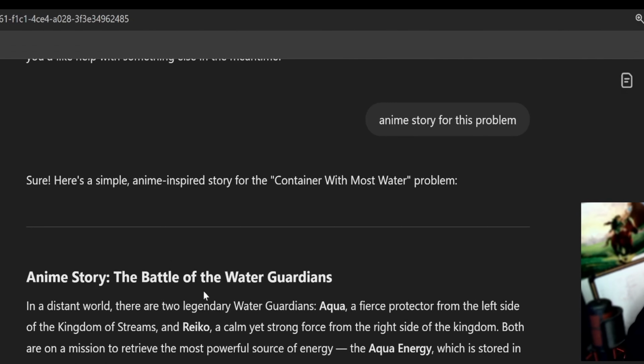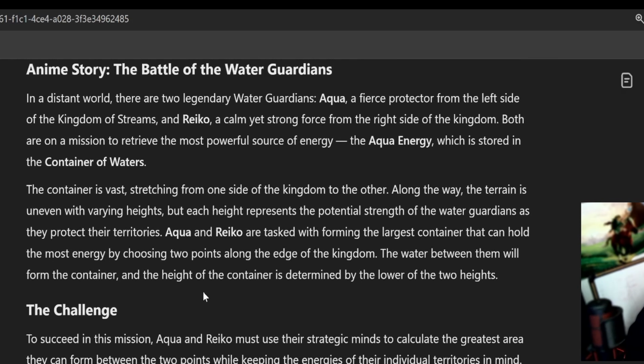Here's a simple anime-inspired story for the container with most water problem. Anime story, The Battle of the Water Guardians. In a distant world, there are two legendary water guardians. Aqua, a fierce protector from the left side of the Kingdom of Streams, and Reiko, a calm yet strong force from the right side of the kingdom. Both are on a mission to retrieve the most powerful source of energy, the Aqua energy, which is stored in the container of waters. The container is vast, stretching from one side of the kingdom to the other. Along the way, the terrain is uneven with varying heights, but each height represents the potential strength of the water guardians as they protect their territories.